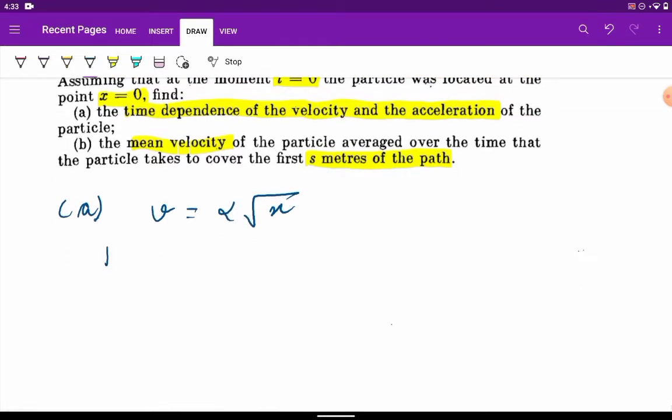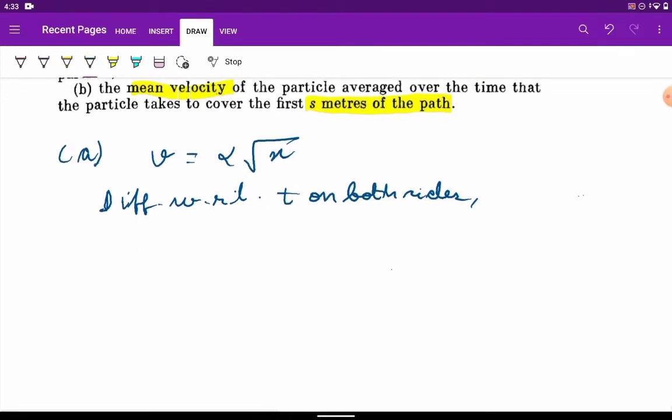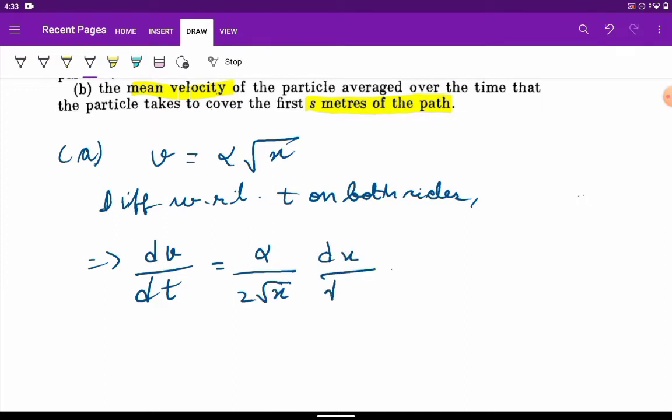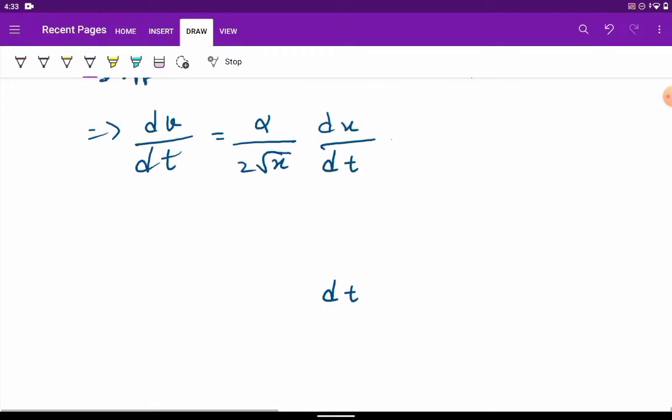Now if we differentiate with respect to t on both sides, why are we doing this? Because you know that dv by dt will give you the acceleration and dx by dt will give you the velocity, of course the magnitudes. This becomes dv by dt is equal to alpha by 2 root x times dx by dt. Now we know that dv by dt is acceleration, we will represent it by w, and alpha by 2 root x, and dx by dt is velocity.